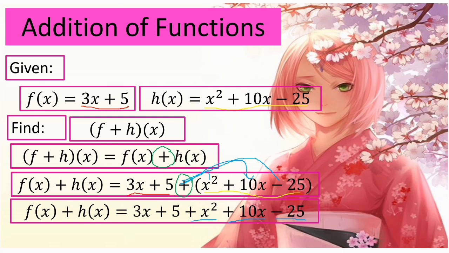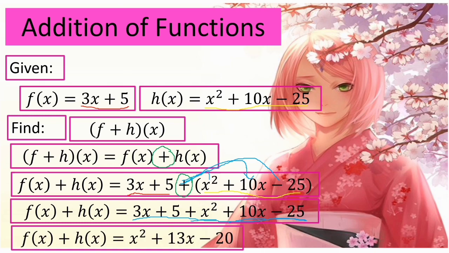So, sabi ko nga, hindi nagbago yung sign nila kasi addition yung ginamit natin. So, pero ang sign natin is positive. So, baka mamaya sa subtraction of function, makikita nyo mag-iiba yung sign niya. So, una pa lang, alam nyo na kung paano gawin ito. So, next, pagkatapos natin nakuha yung 3x plus 5 plus x squared plus 10x minus 25, anong gagawin natin? So, ibig sabihin, i-combine na natin yung mga magkakaparehas. So, ang sagot natin ay x squared plus 13x minus 20.